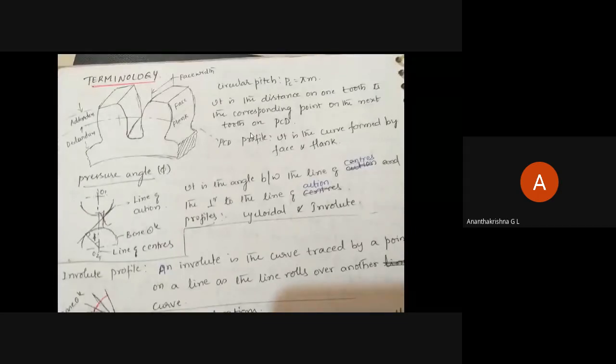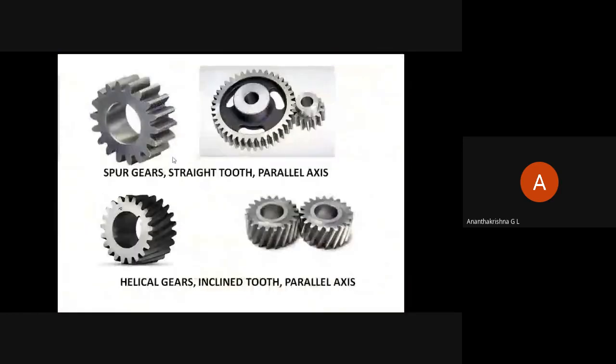Then we learnt a few terminologies. So module is equal to d by z, as we know. Module is the pitch circle diameter divided by the number of teeth. Each one is called a tooth, and the number of teeth is represented by z. M stands for module. What is the definition of module?